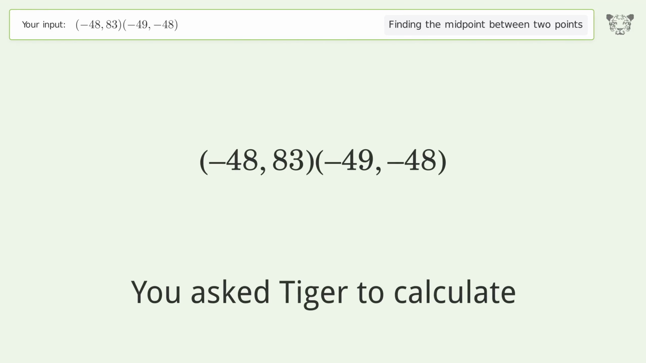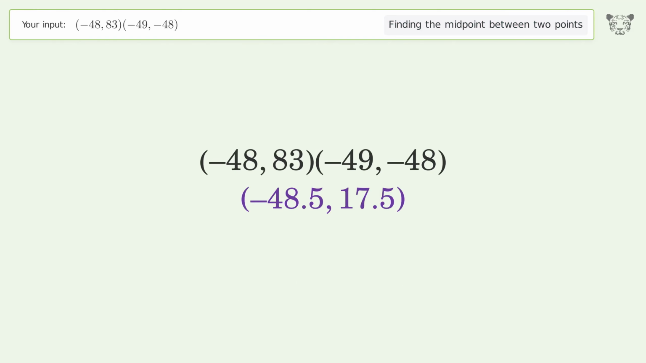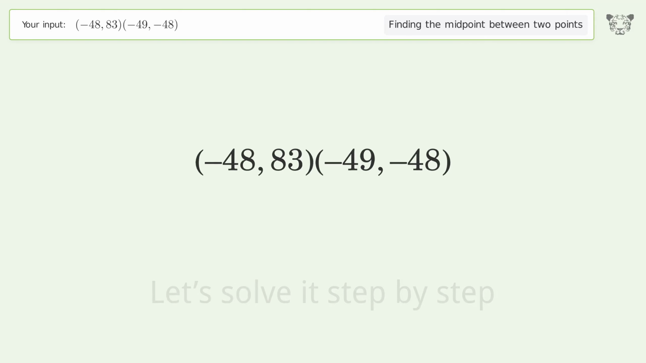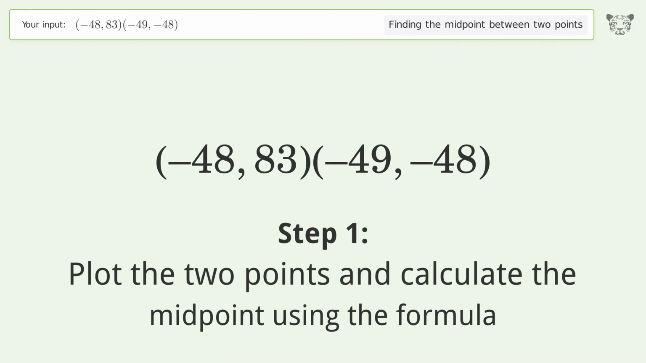You ask Tiger to calculate. This deals with finding the midpoint between 2 points. The midpoint between the 2 points is negative 48.5, 17.5. Let's solve it step by step. Plot the 2 points and calculate the midpoint using the formula.